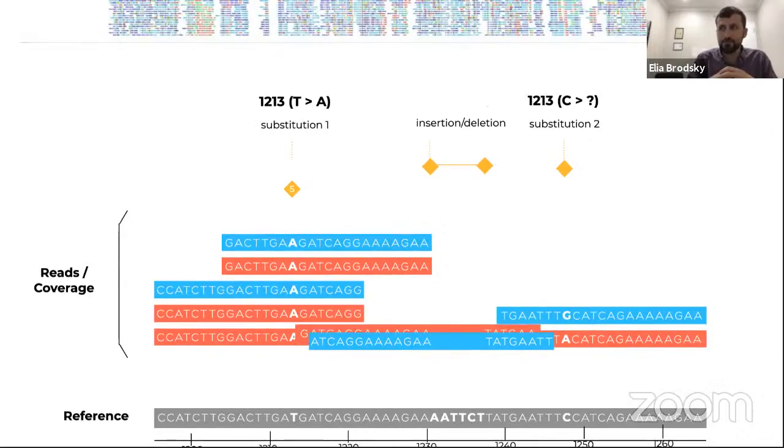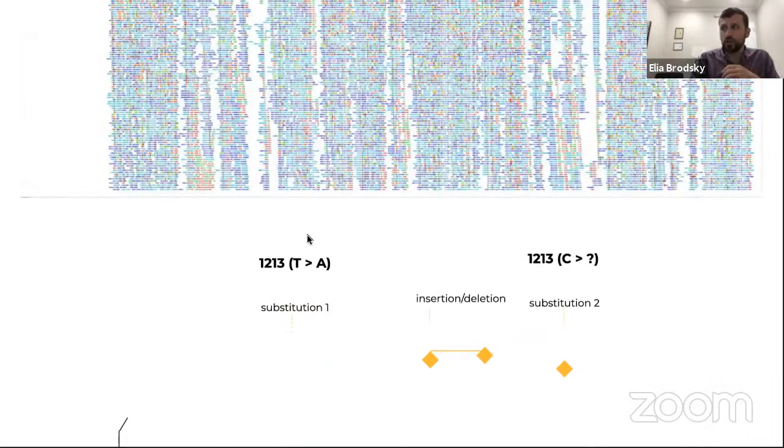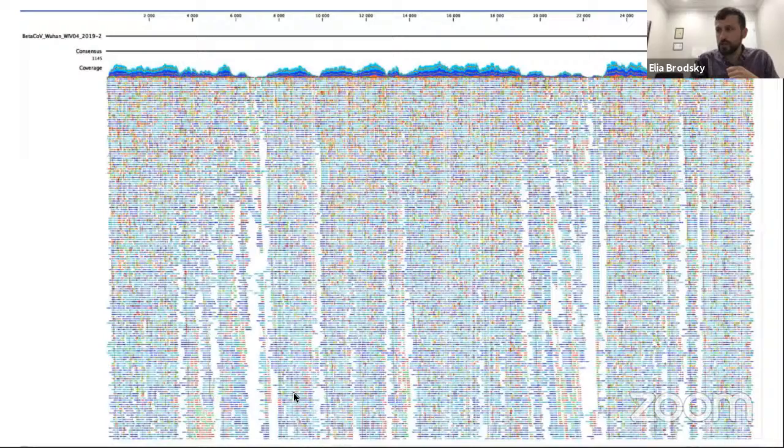So here you can see a collection of reads. Each one of these lines is a read mapped onto a reference genome. Okay, so what is this reference genome? This reference genome is called beta coronavirus, Wuhan Institute of Virology 04, 2019-2. Okay, so this is the code name. This is where it came from. It's a beta coronavirus sequenced in Wuhan.